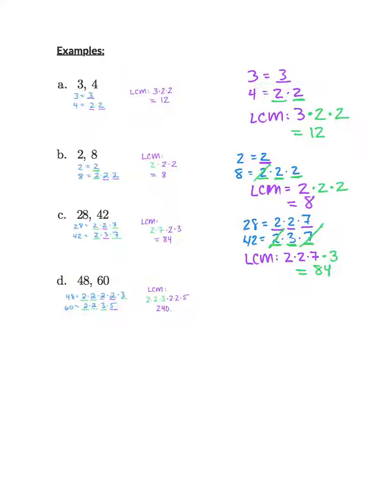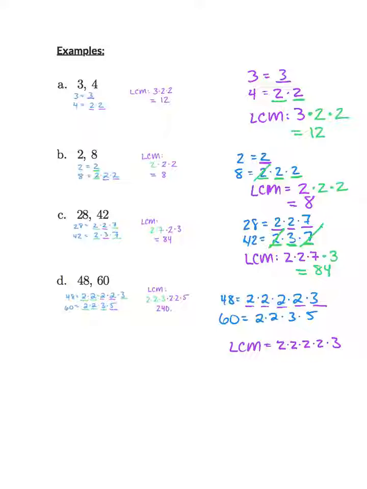For our final example, just one more example to see how this works, we have 48 is equal to 2 times 2 times 2 times 2 times 3. We have 60 is equal to 2 times 2 times 3 times 5. So I'm going to start by putting all of my factors for the first number in the LCM. We have 4 2's and a 3.